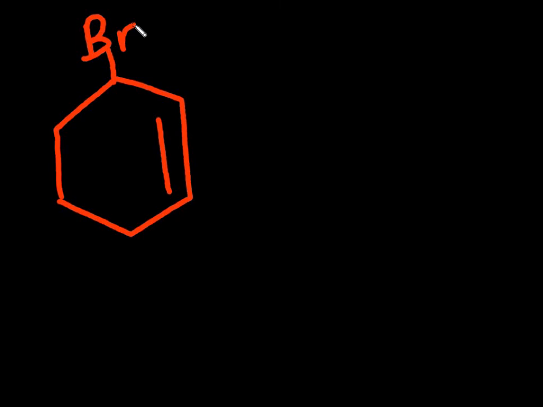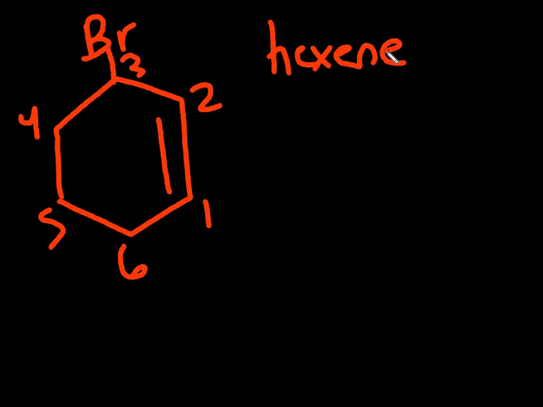Well, let's see. The double bond gets priority over the atom. So we'd start here. 1, 2, 3, 4, 5, 6. Know that there's 6 carbons, and we have a double bond there, so it's an alkene. So parent name would be hexene, correct? So on the 3rd carbon we have the bromine. You could say 3-bromocyclohexene.